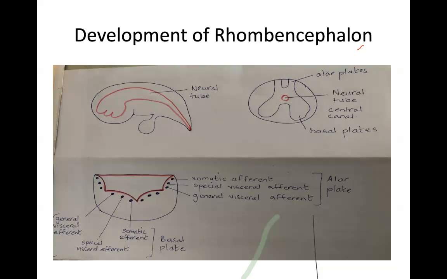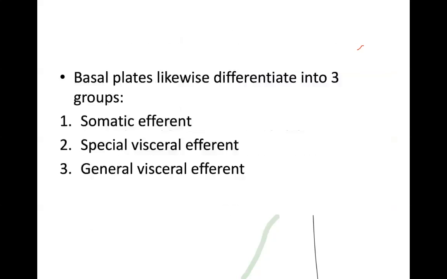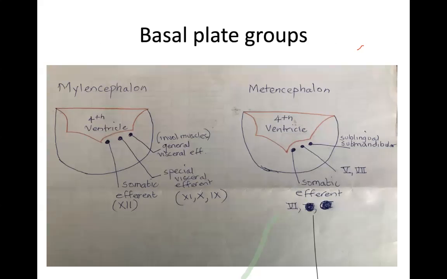So we're talking about alar plates and basal plates, which have three groups of neurons each when we get to the rhombencephalon. And at the level of the myelencephalon or the medulla, in this diagram, I've shown you what each group represents of the basal plate. And the metencephalon is what the three groups of the basal plate represent in the pons.